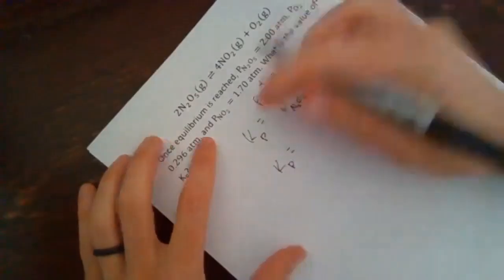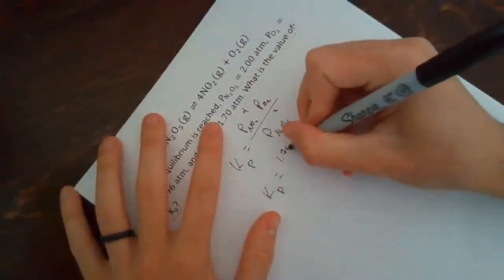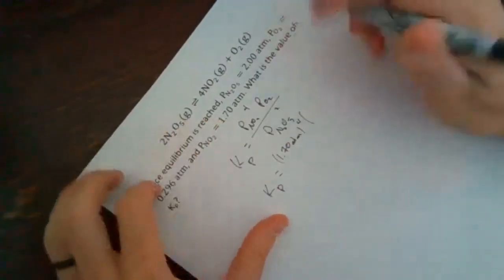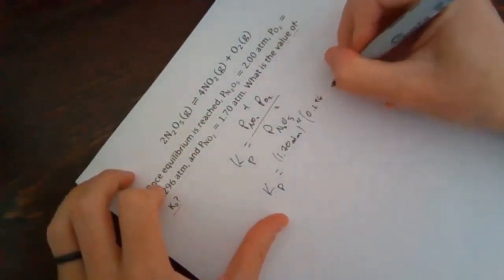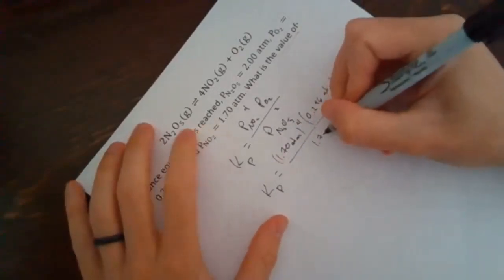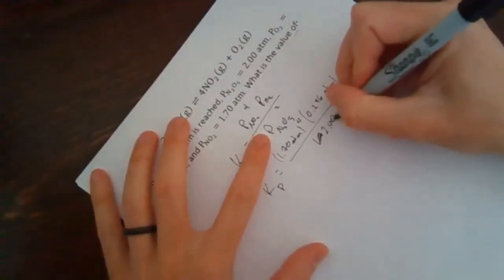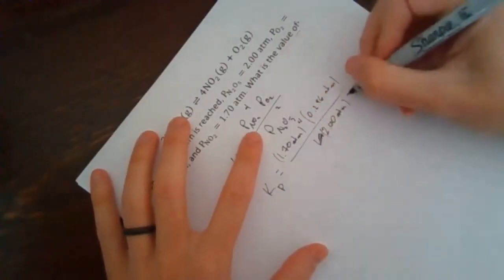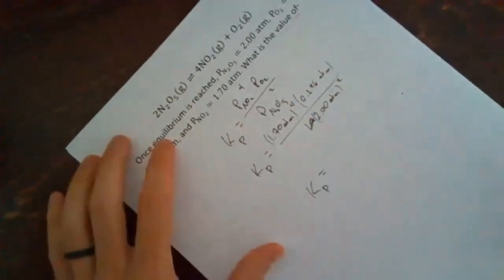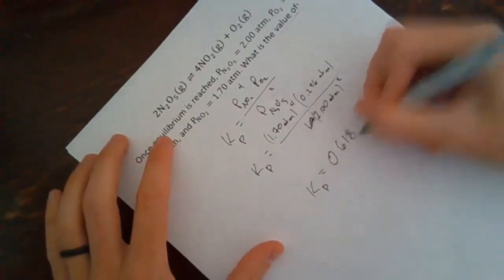Okay, so for Kp, we just go ahead and plug them in. NO2 is the 1.7 to the fourth. Pressure of O2, 0.296. And then finally 2.00 atmospheres squared. And so when you're working through this, you can multiply all that out, and the number would be 0.618.